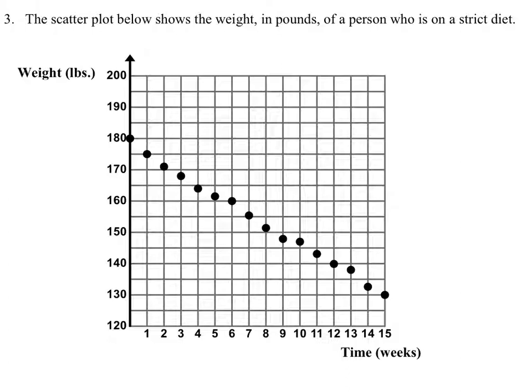A person who is on a strict diet. So we got our weight, which is our y-axis, and the time in weeks is the x-axis, so the weight will depend on how many weeks have passed. By the way, on this graph, would we expect this pattern to continue forever? No, why?